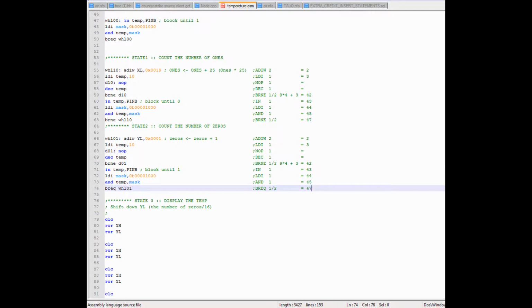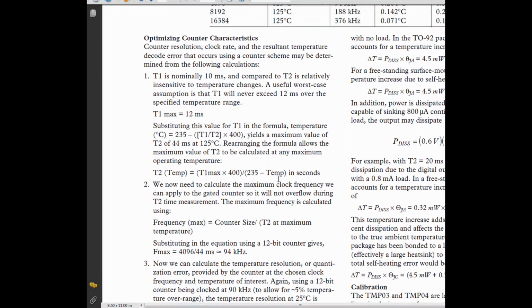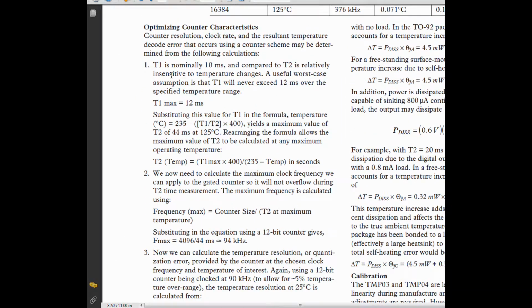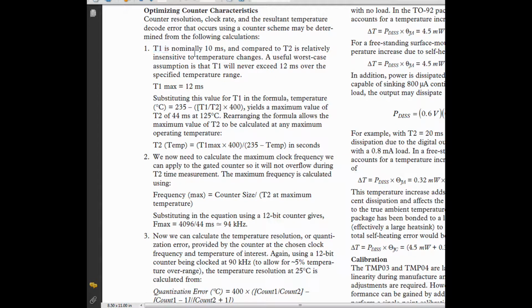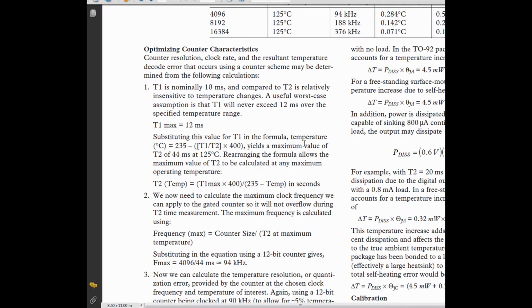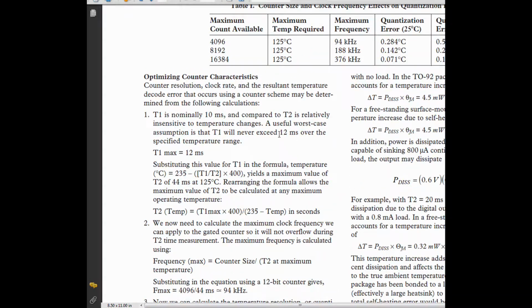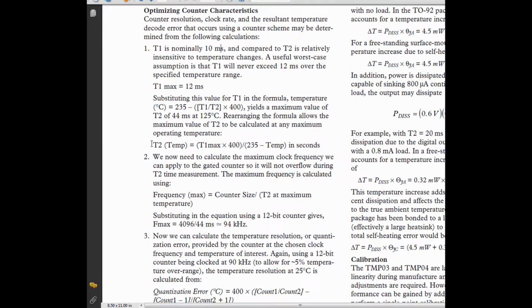And so the way you find out the number of times it's going to count ones and zeros is you take a look at the temperature documentation. It gives us that T1 is nominally 10 milliseconds. So that's under normal conditions, most temperatures. It'll be putting out ones for 10 milliseconds at a time. And T2, which is the amount of time it puts out zeros, is based off this equation here, based off the temp.